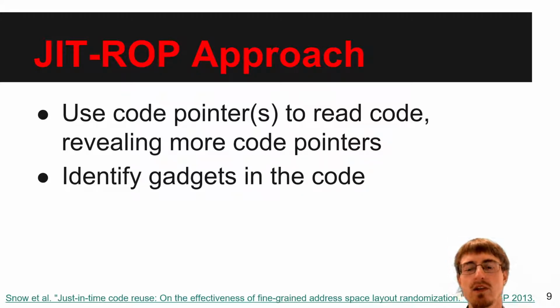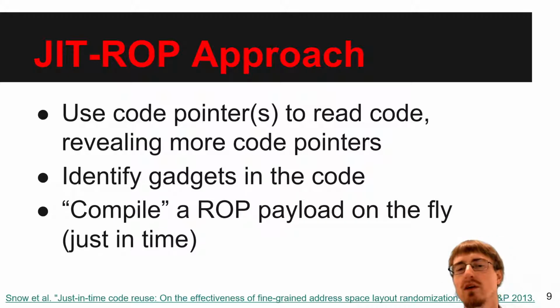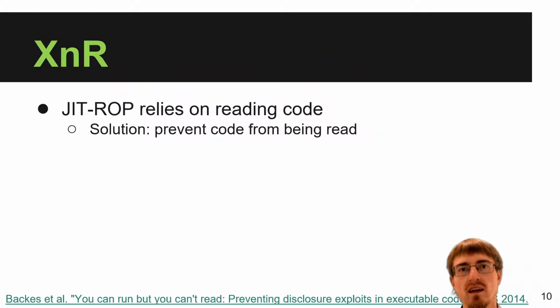And we can use those gadgets to compile a ROP payload on the fly, which is why we're talking about JIT-ROP, just-in-time ROP. So we're leaking not the pointers in this case, because we don't know where the gadgets actually are. So just leaking the pointers is not enough, but we leak the actual code as well. And then we use this code that we read to construct our ROP chain.